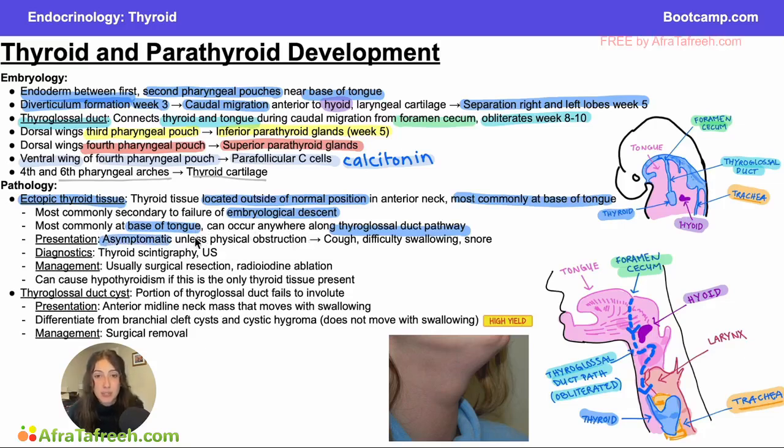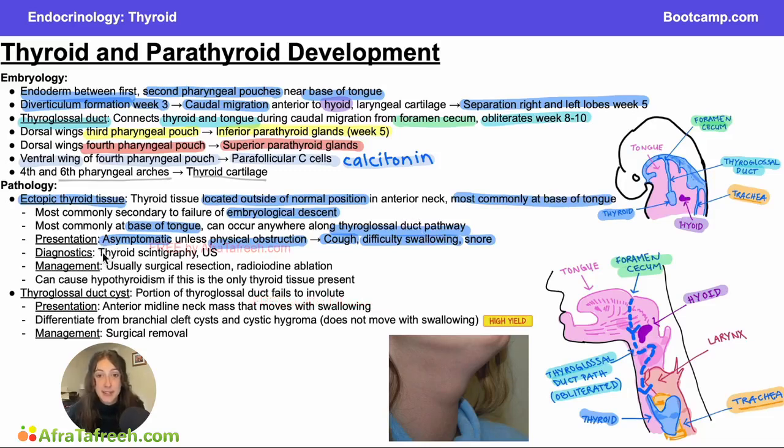The only time you would really see symptoms here is if we have a physical obstruction of any of the structures that are around the thyroglossal duct pathway. And if you're messing with those structures, this could lead to things like cough, difficulty swallowing, or a snore, just because of the physical obstruction of some of our adjacent structures.